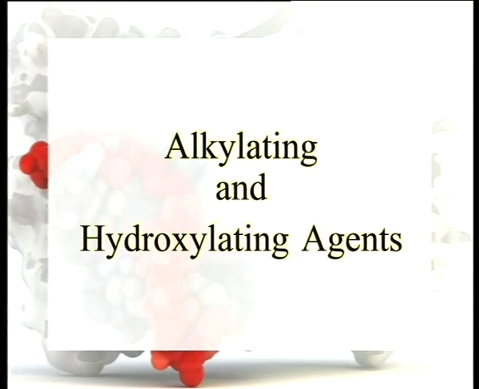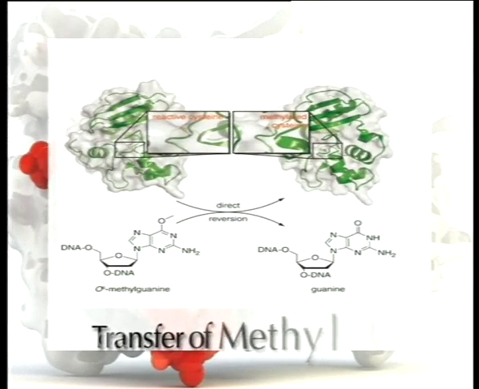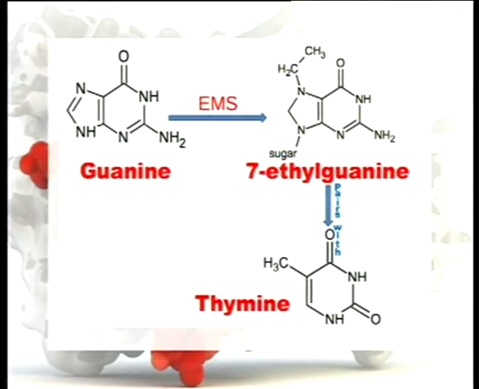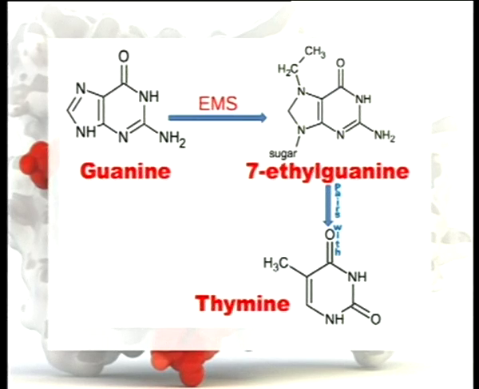Now, number four chemical mutagen, alkylating and hydroxylating agents. One major mechanism of mutagenesis by alkylating agents involves the transfer of methyl or ethyl groups to the bases such that their base pairing potentials are altered and transitions result. For example, ethylation at the 7 nitrogen position and at the 6 oxygen position are believed to be two effects of ethyl methane sulfonate. 7-ethyl guanine is then believed to base pair with thymine.